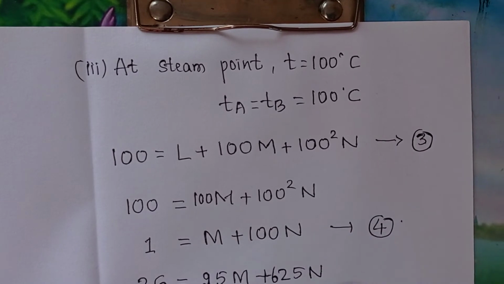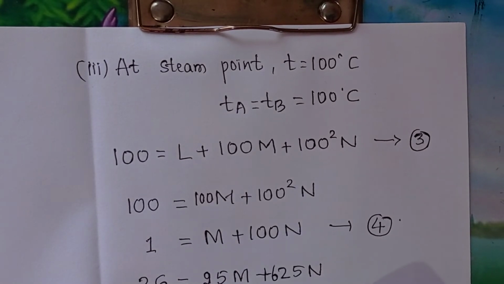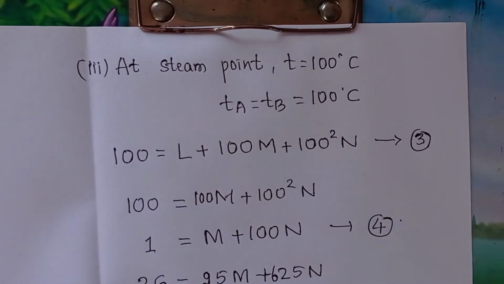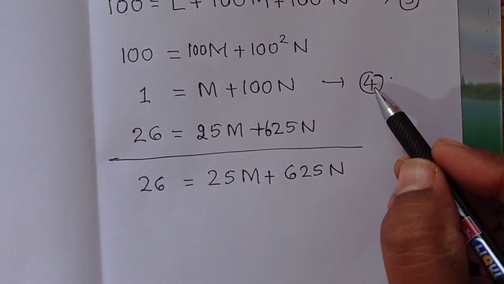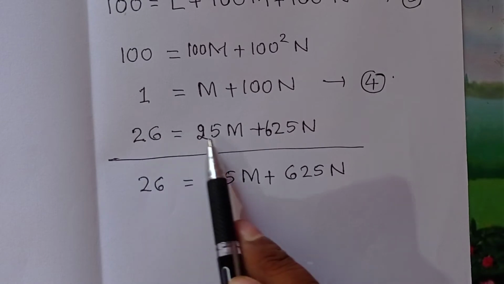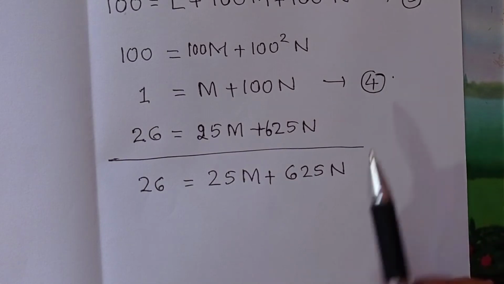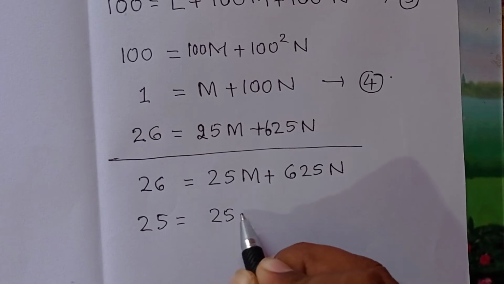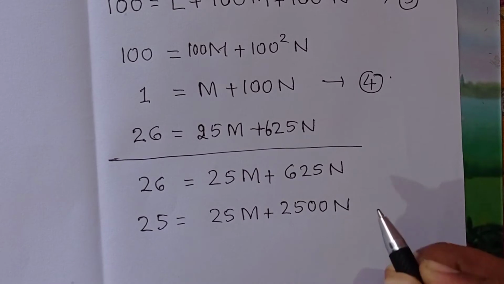So if I multiply 25 to the above equation, I will write the equation once again. 26 will be equal to 25 m plus 625 n. For equation 4, I am multiplying with 25. So I have written the above equation as it is. Then for equation 4, multiplying with 25, what do I get? 25 will be equal to 25 m plus 2500 n.